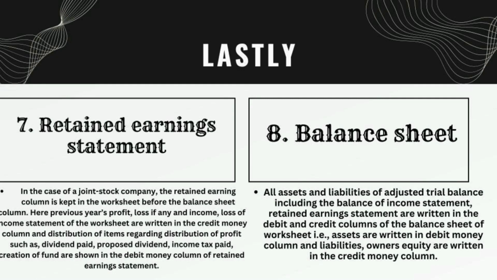Lastly, we have the balance sheet. All assets and liabilities of adjusted trial balance, including the balance of income statement, retained earnings statement, are written in the debit and credit columns of the balance sheet of worksheet. Assets are written in the debit column and liabilities and owners' equity are written in the credit column.